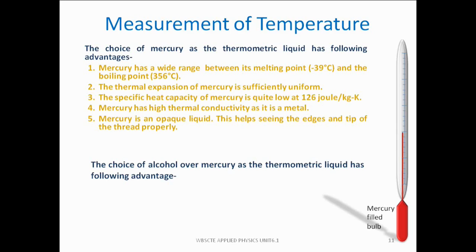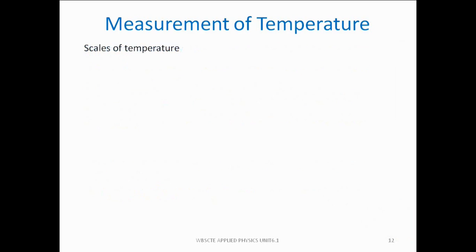The choice of alcohol over mercury as thermometric liquid has the following advantage. Alcohol has a wide range between its melting point, that is minus 200 degrees Celsius, and the boiling point, about 78 degrees Celsius.